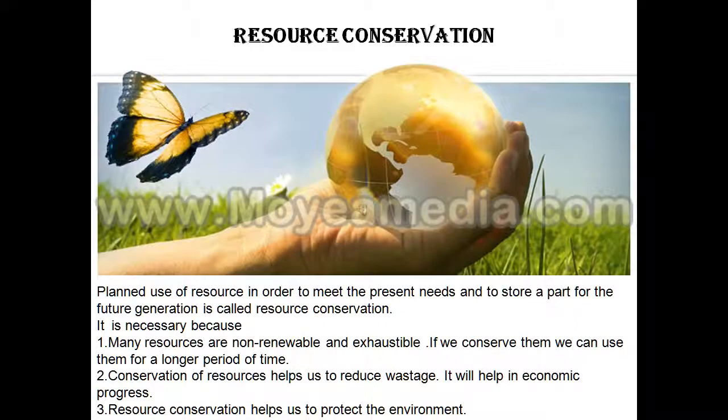Planned use of resources in order to meet the present needs and to store a part for future generations is called resource conservation. It is necessary because, one, many resources are non-renewable and exhaustible. If we conserve them, we can use them for a longer period of time. Two, conservation of resources helps us to reduce wastage. It will help in economic progress. Three, resource conservation helps us to protect the environment.